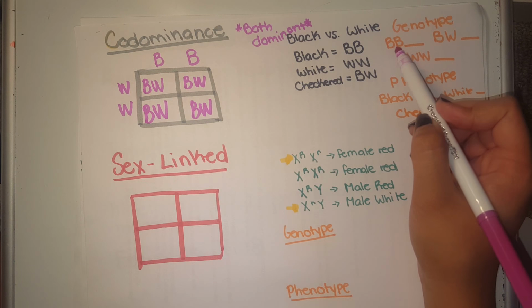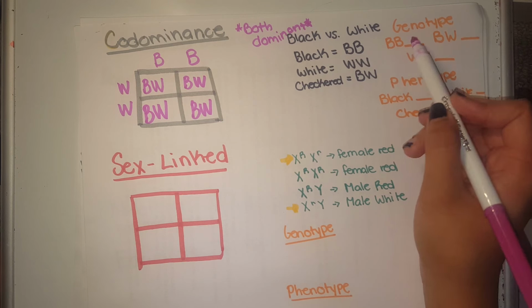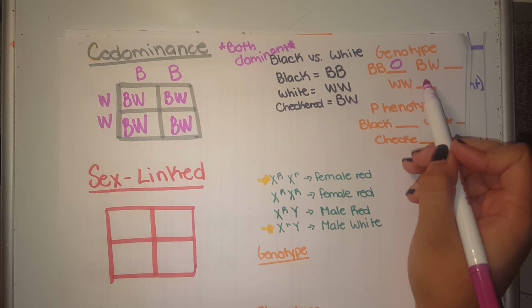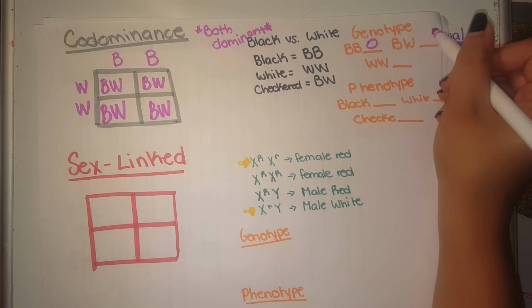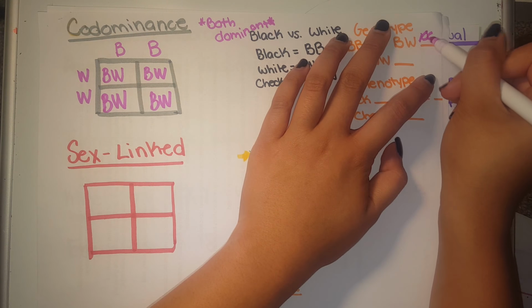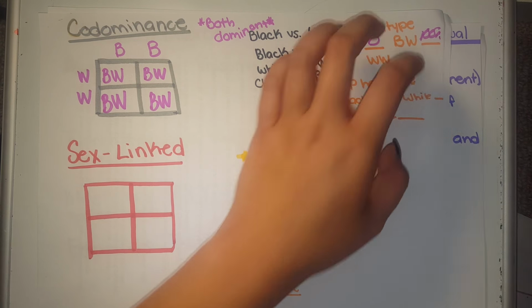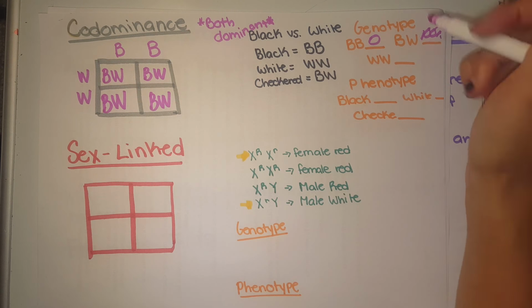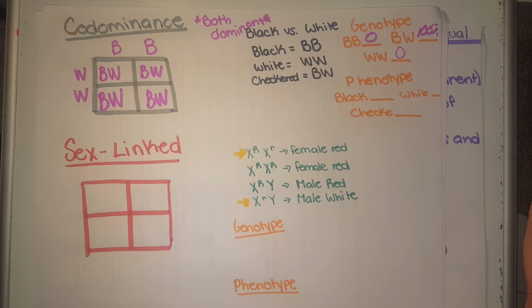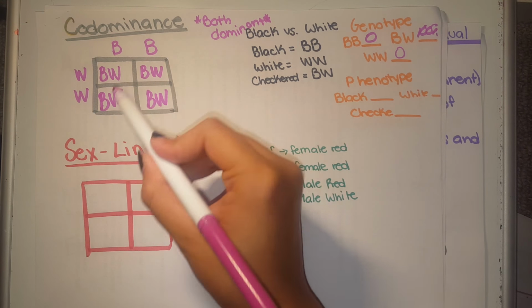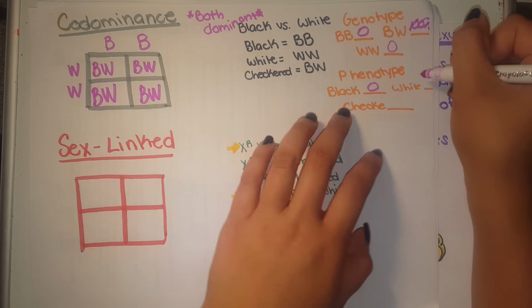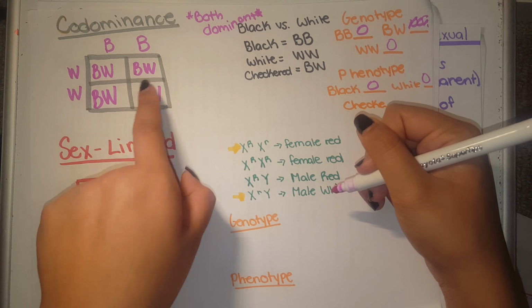So the genotype is asking us if we have all black, which we do not, so we're going to write 0 there. And it's asking us here for a checkered pattern, which we do have, and we're going to write 100%. And we're going to ask for a pure white. We do not have a pure white, so we're going to write 0. And now phenotype, it's asking for how many pure black breeds there are. We see that there are none. White, we see there are also none. And checkered, there are 4.